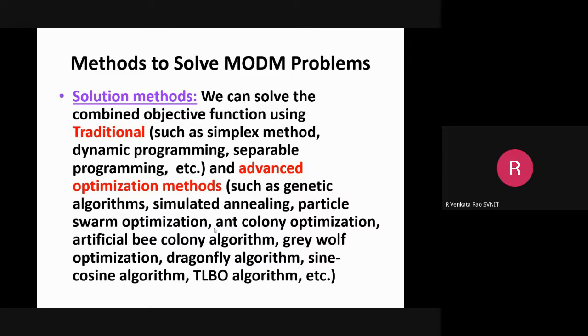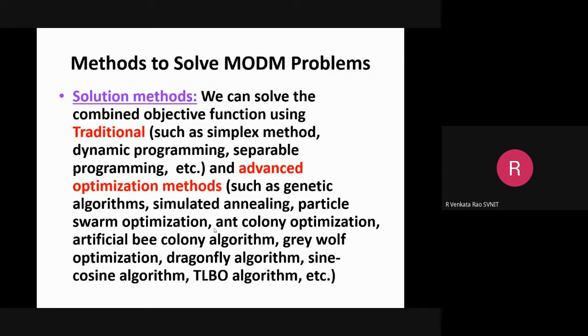Here, one thing please remember: advanced optimization algorithms claim many advantages, saying that they can give the global optimum solution and solve complex optimization problems. Advantages are claimed by advanced optimization methods, and those claims are true. But at the same time, please remember, even traditional optimization methods also give good results in some cases.